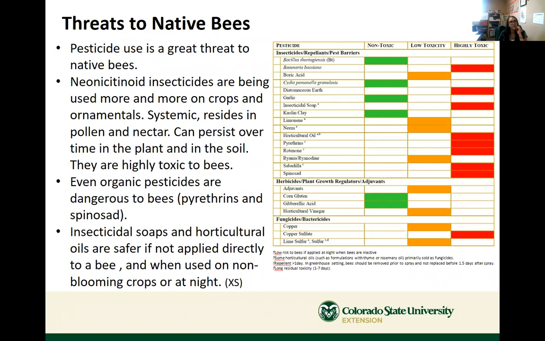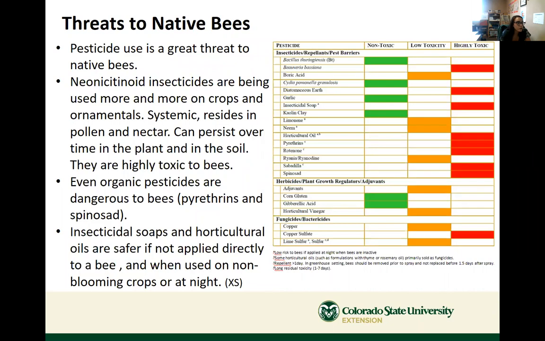So neonicotinoids are a class of insecticides that are being used more and more on plants, and they're systemic. So that means they actually enter the inside of the plant, which causes them to reside in the pollen and the nectar of those plants. And they can persist over time in the pollen, in the nectar, and in the soil, and they're highly toxic to bees. So that is definitely something that you want to look out for.